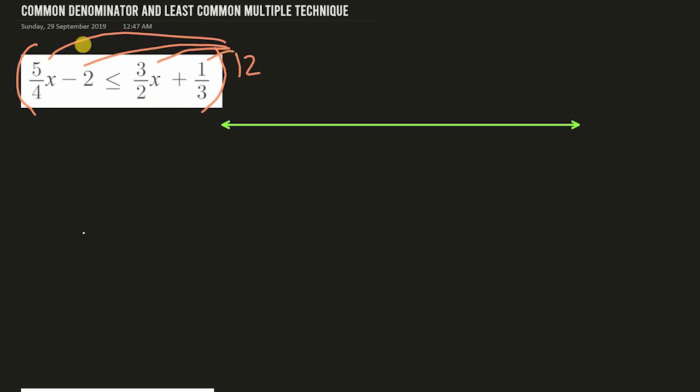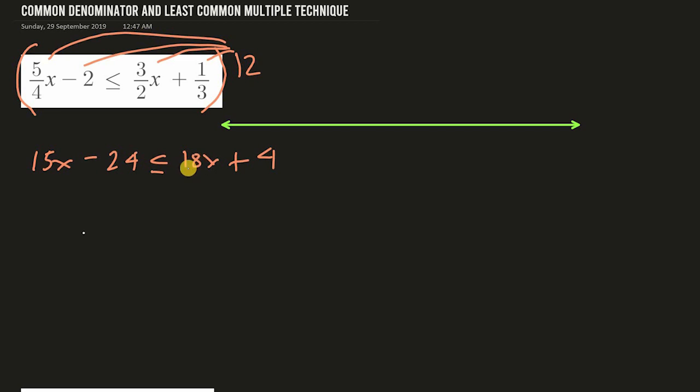So, kapag nilagay natin yan, 12 divided by 4 is 3 times 5 is 15. Okay, that's 15x. That would be equal to 15x minus 2 times 12 is 24. Tama. Is lesser or equal to 12 divided by 2 is 6. 6 times 3 is 18. That would be 18x plus 12 divided by 3 is 4. 4 times 1 is 4. Tama. Ngayon, since wala na siyang fraction, we can now already solve for the value of x.